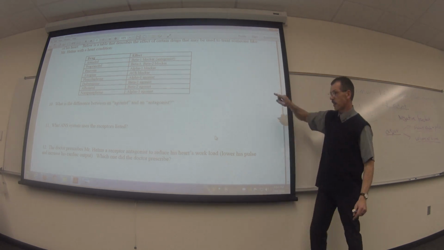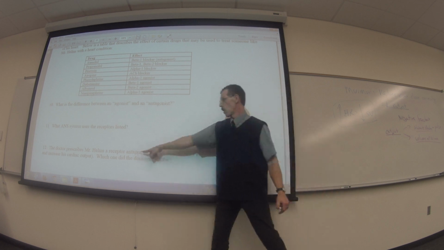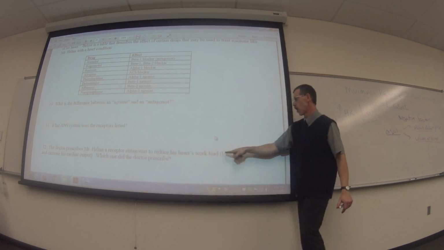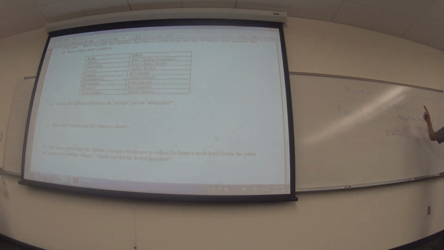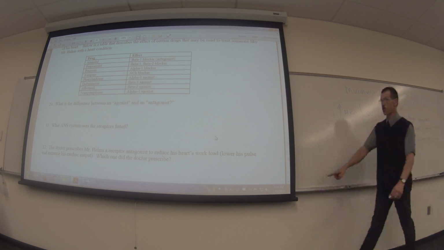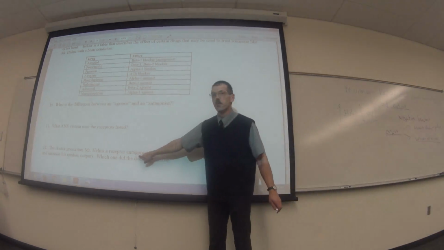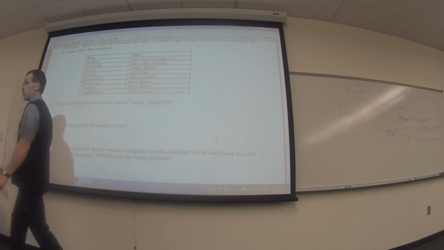So future nurses, here's the doctor's order. I want a receptor antagonist to reduce his heart workload. Look at the chart. Tell me which of those would be the best choice for receptor antagonist to reduce output. Beta 2 block or beta 2 agonist. Doctor ordered an antagonist, so he just fired you because he ordered this one. So doctor orders an antagonist. You don't get to choose an agonist.